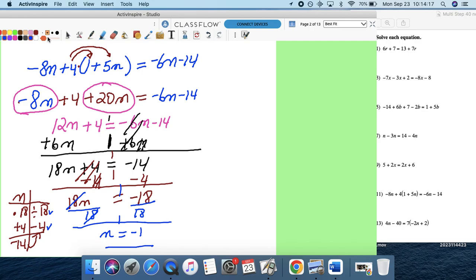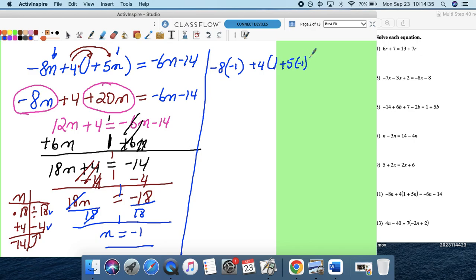I need to see if it's correct. So again, go back to the original equation, and everywhere you see the letter n, you're going to replace it with negative 1. So let me write it. Negative 8 times n, and I'm just going to write it this way, plus 4 times parentheses 1 plus 5 times negative 1, equals negative 6 times negative 1 minus 14. So everywhere there was an n, I'm going to highlight this and this and this. That's all the n's that I replaced with negative 1. So put it in your calculator, see if it works.